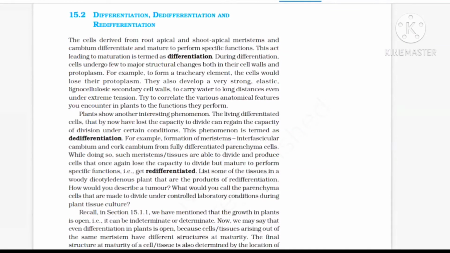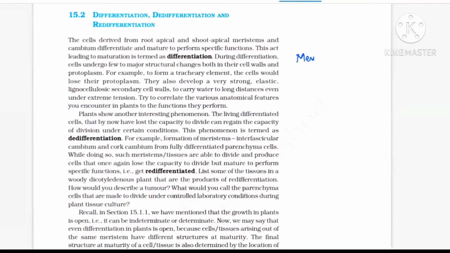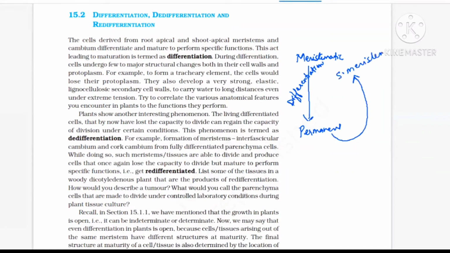For this I'll give one presentation, try to understand. Whenever a meristematic cell becomes permanent, then we call this process differentiation. And when a permanent cell again becomes meristematic, that meristem is known as secondary meristem, and this process is known as de-differentiation.